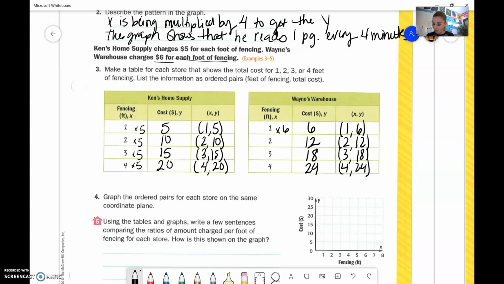I'm going to use 2 different colors again: red for Ken, and blue for Wayne. We'll do Ken's first. Again, if you don't have different colors, just use a lighter pencil mark and then a darker one, so you can tell the difference between the lines. We're going to start at the origin, which means we start at 0, 0. My first one is 1, 5. My second one is 2, 10. My third one is 3, 15. And my last one is 4, 20. Then I'm going to create a very soft line that goes up. Okay, I'm going to change to my blue.